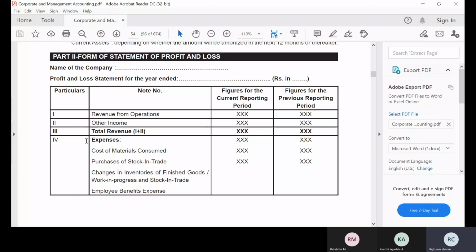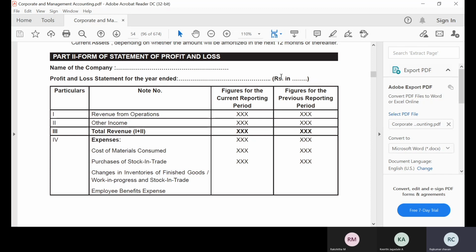Part 1 is your balance sheet and part 2 is your profit and loss account. There are only two parts in Schedule 3 of the Companies Act, that is part 1 and part 2. Based on that, they have been segregated. So the name of the company will come first. Then profit and loss account for the year ended 31st March of whichever year.